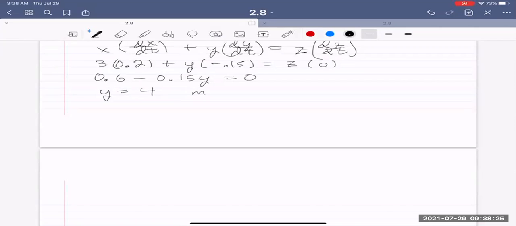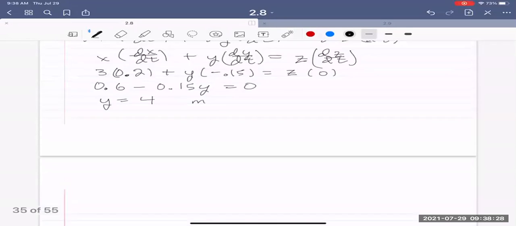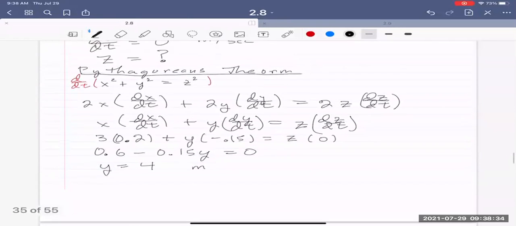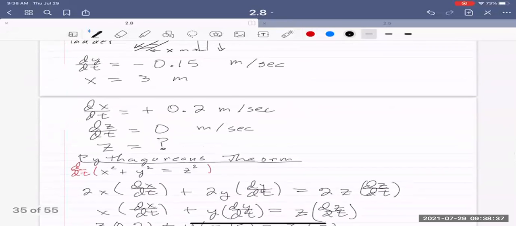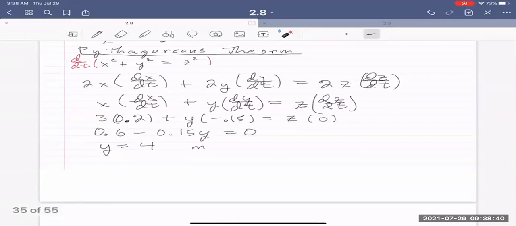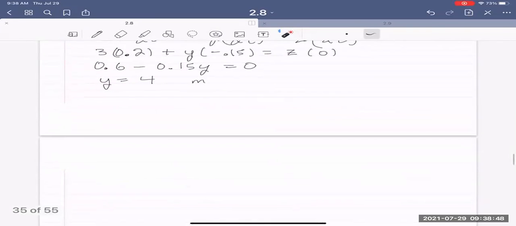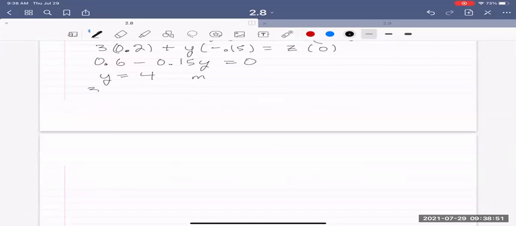Okay, so now let's try to figure out what we wanted. So I have here x, I have here y. I want to figure out z. I can use this to figure out z. So x squared plus y squared is z squared. And so z squared, 9 plus 16, 25. So z is equal to 5.